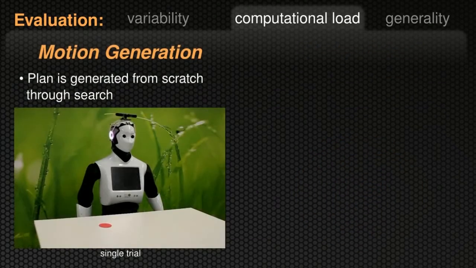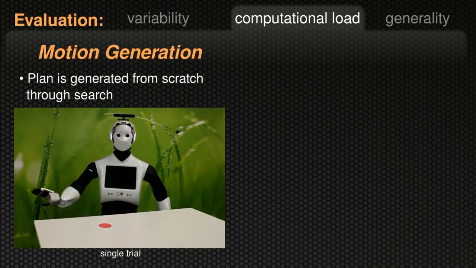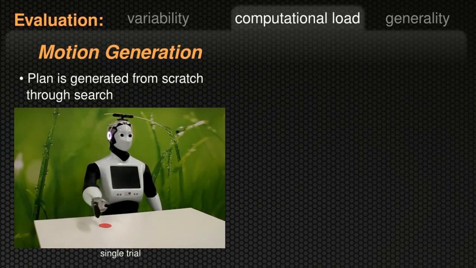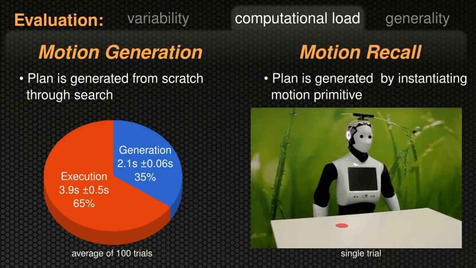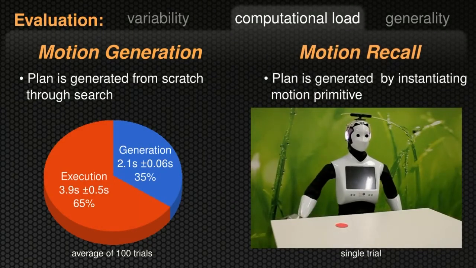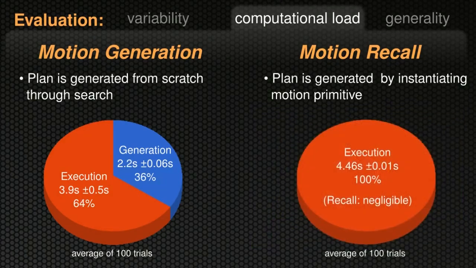Computational load. In motion generation, the plan is generated from scratch through a computationally expensive search. For this task, planning time, especially trajectory smoothing, constitutes 35% of the total time. Recalling a plan, on the other hand, has negligible computational cost.